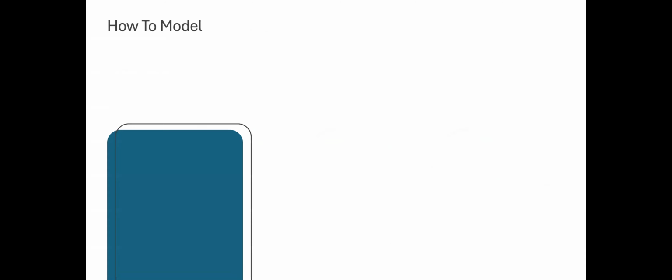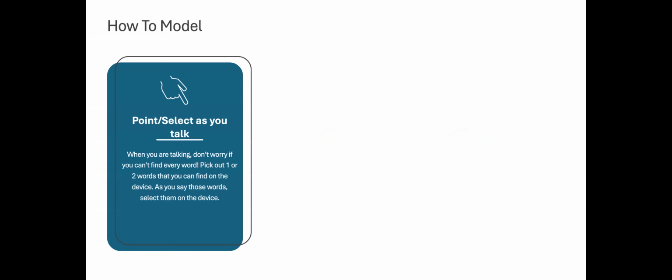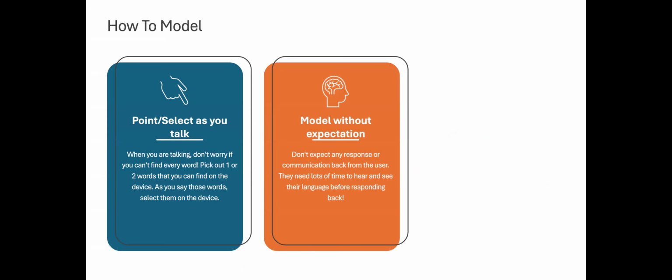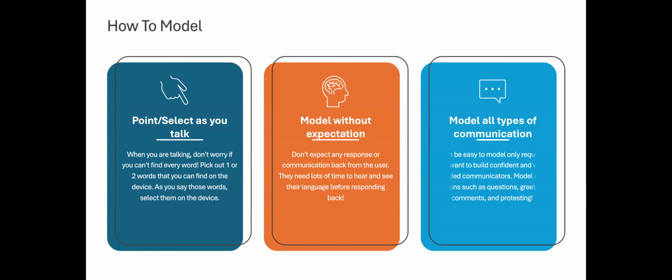So let's talk about how to model. I mentioned this a little bit before, but modeling is when you point or select a word or an icon at the same time that you are talking. When you're modeling, you don't have to worry about modeling every single word or pointing to every single word that you are speaking. Just pick one word, maybe two words if you feel comfortable, and find those words on the device when you are saying your sentence.